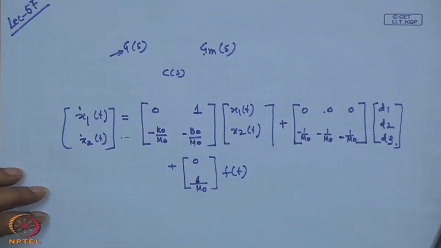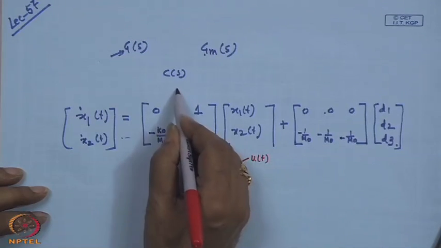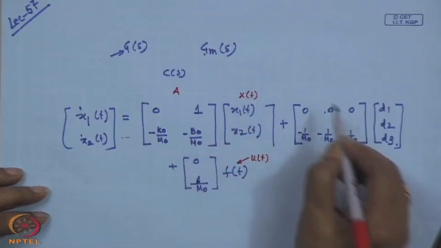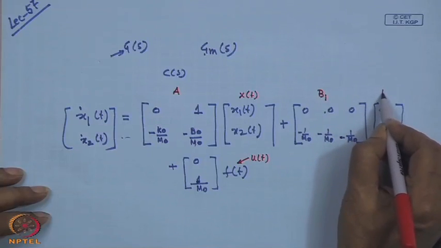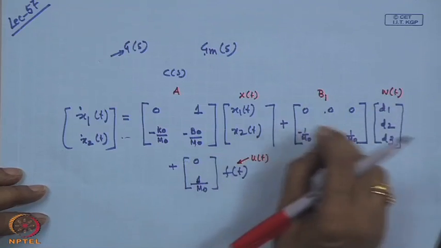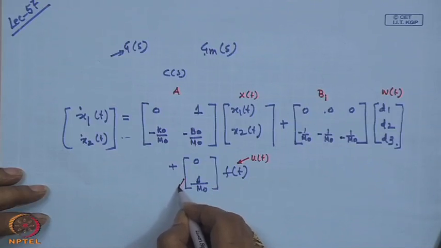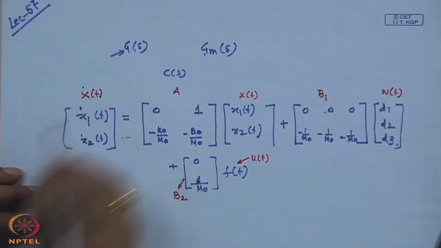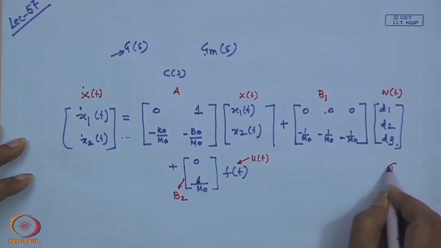So, we can consider this is our forcing function, that means u of t. I can consider this is a matrix and this is the state x of t, and this is our b1 matrix and this is our w of t, that is our disturbance or part of model output, and this vector is our b2 of t, and this is nothing but x dot of t. So, we have written it for this one. Let us call this equation number 1.